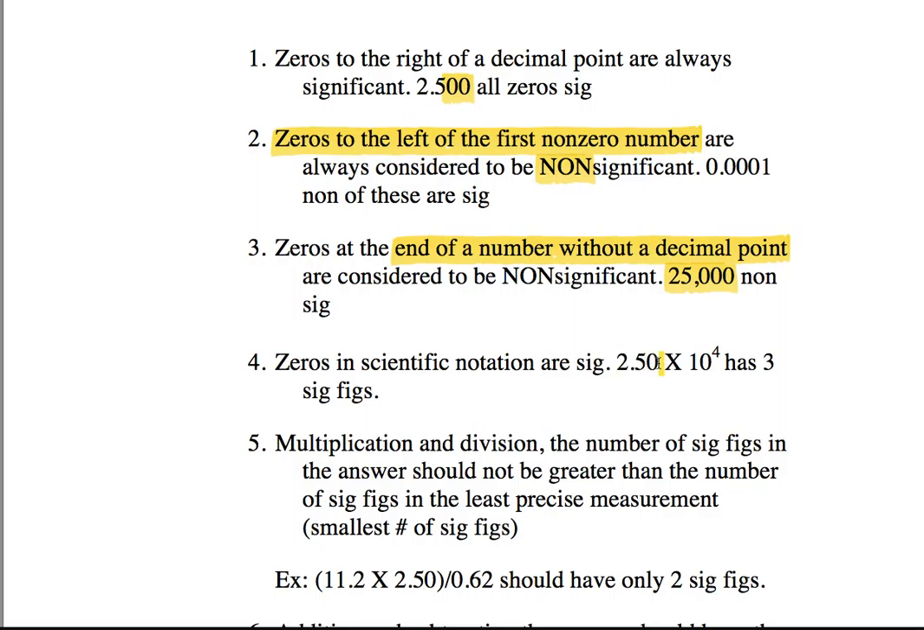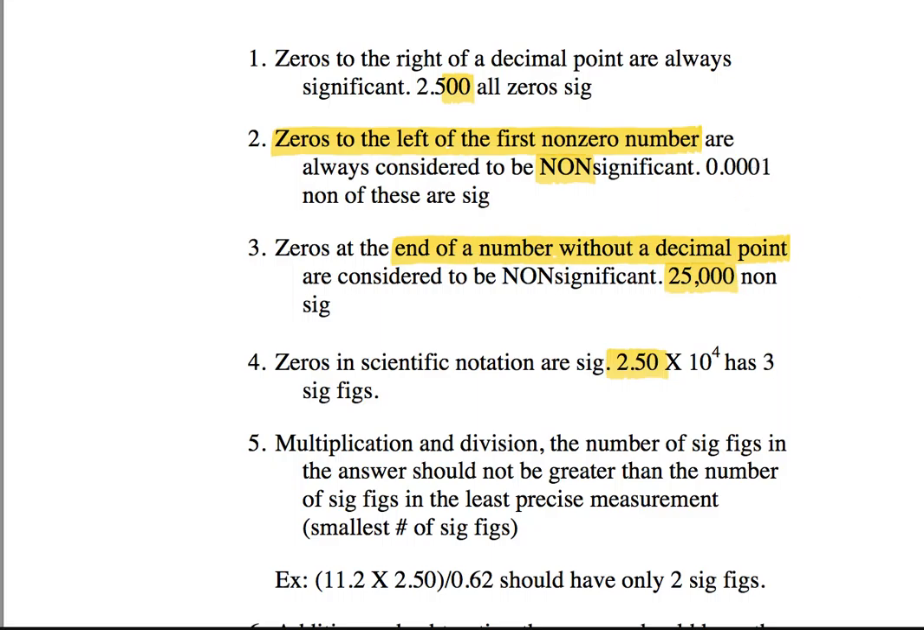All the zeros found in scientific notation are considered to be significant. So here, this has 3 sig figs. This one had 2 because there was no decimal. This one has 1 because all of these zeros to the left of this non-zero number are significant.